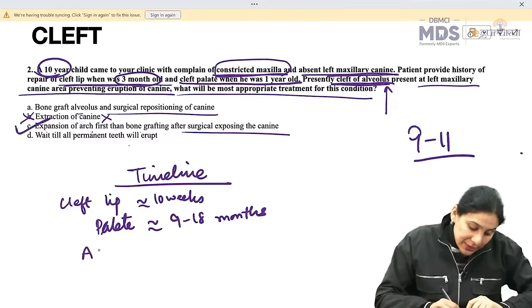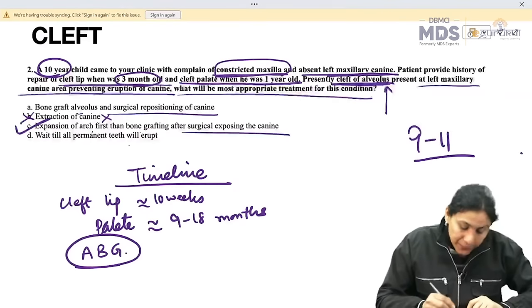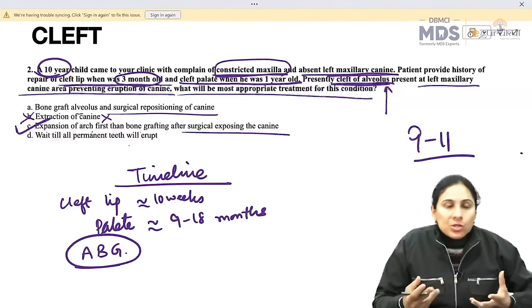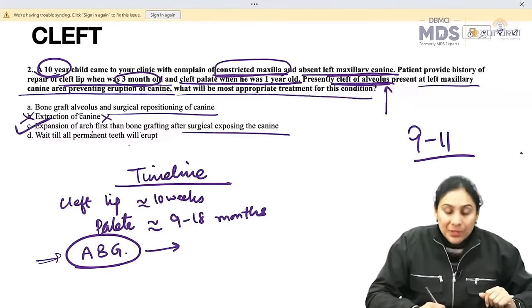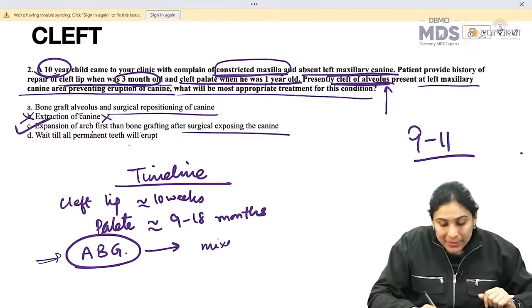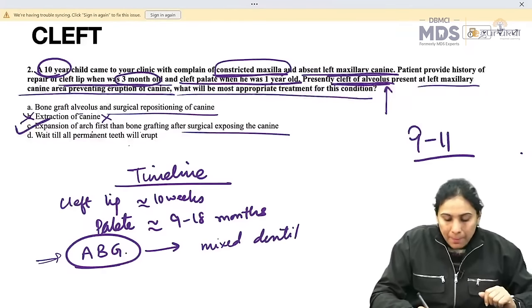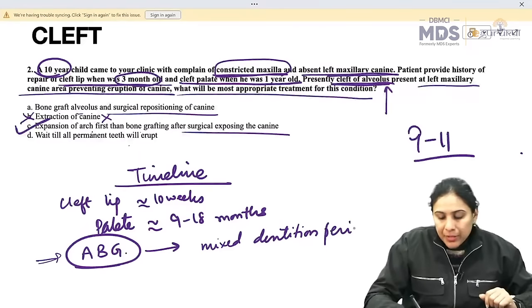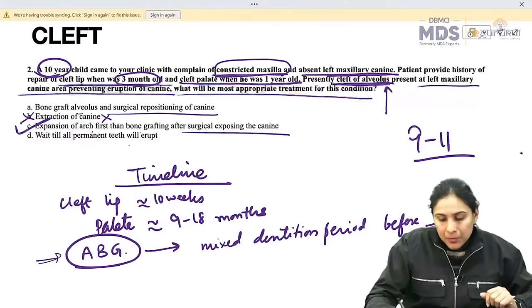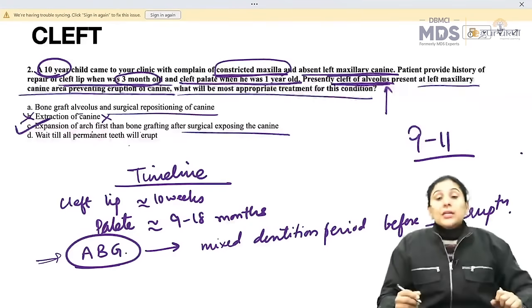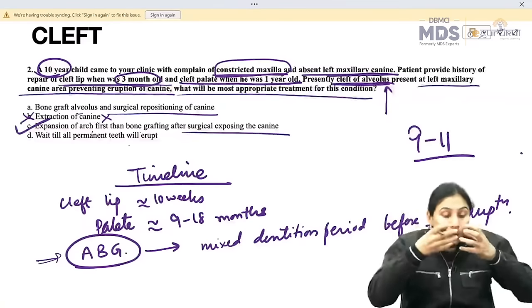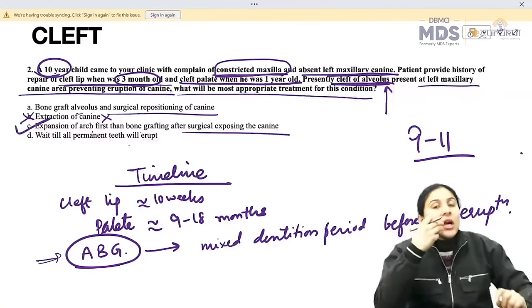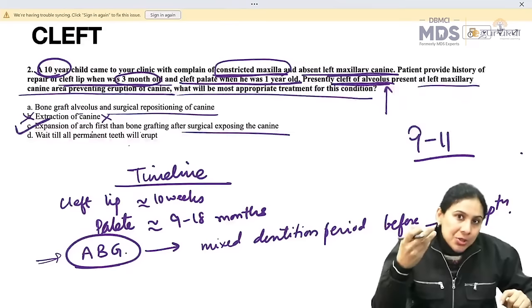And the next surgery that comes is alveolar bone grafting. After VPI and all those surgeries, the next bony surgery which comes is the ABG. And the best time to do ABG is the mixed dentition period, before eruption of canine. So if you put a bone graft there and then later on you expand the maxilla, there will again be a deficiency in that region.